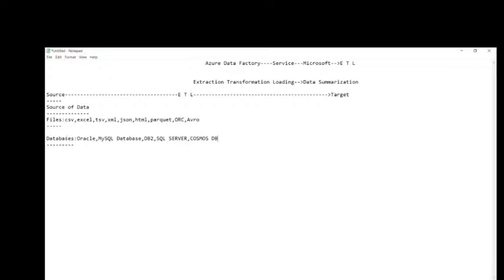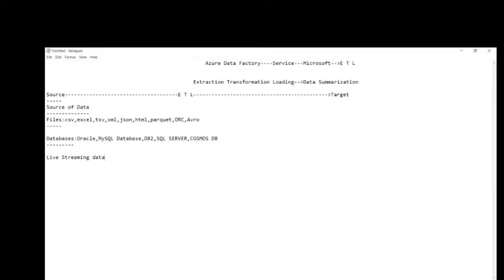So that means we can get the data from even the databases, that is Oracle, MySQL, SQL Server, Cosmos DB, MongoDB, etc. Apart from this, we can also get the data from what? Live streaming data. Am I right? Live streaming data.